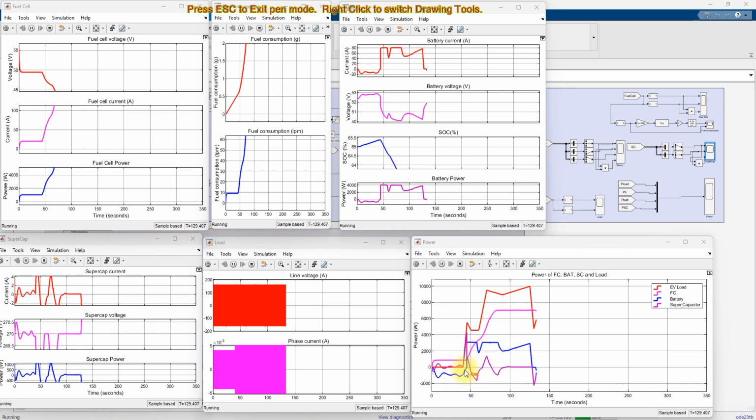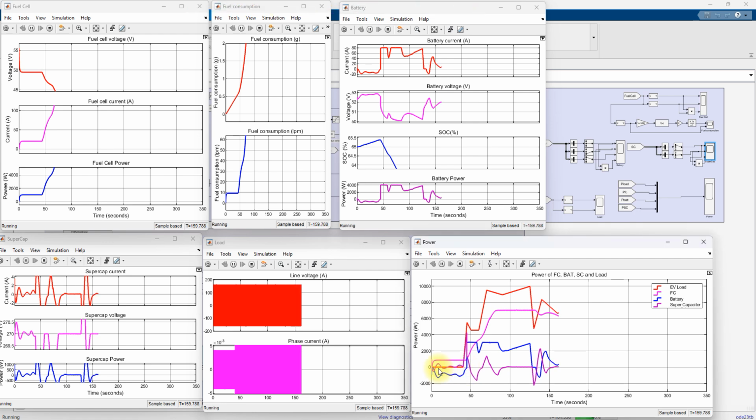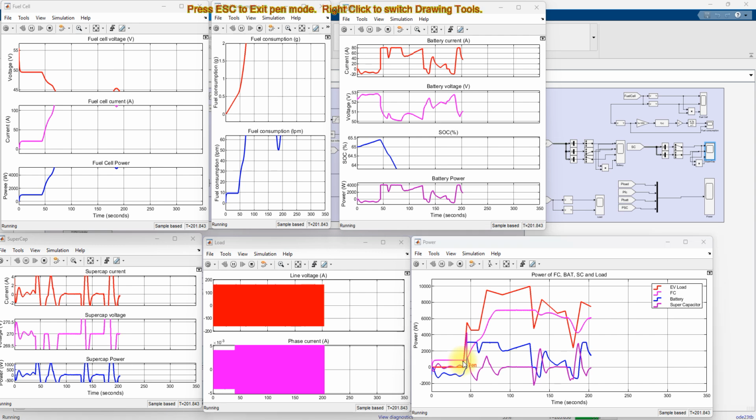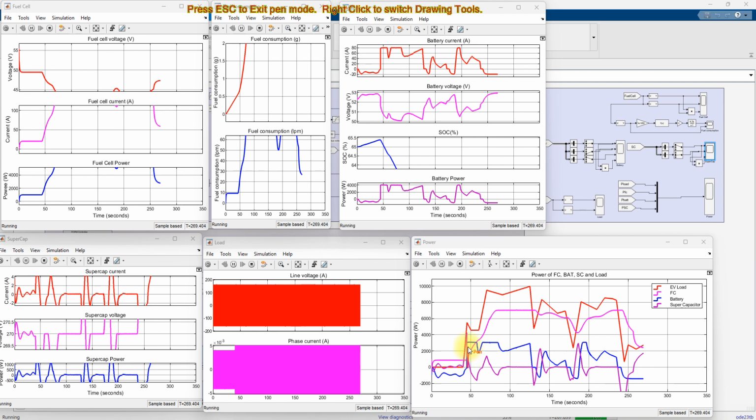Initially the battery is in charging mode, because initially there is no load, and the supercapacitor has charging and discharging during the initial condition. Once the load is increased in the EV, the fuel cell also starts generating, that means supplying power. During that sudden increase in EV load, the supercapacitor supplies the power, and at this point the battery also starts supplying power.